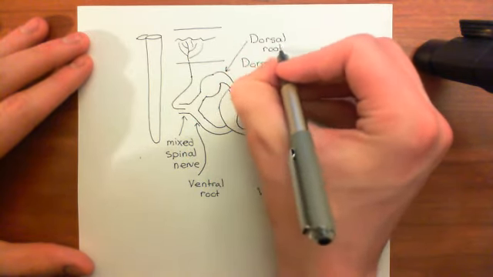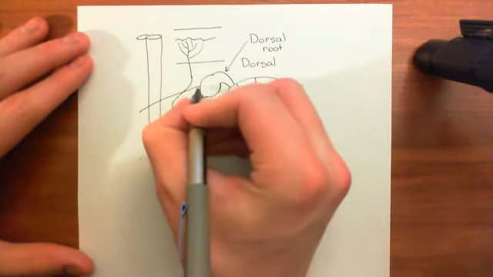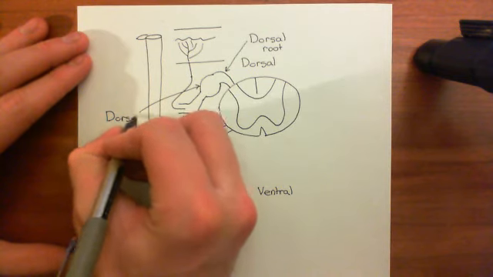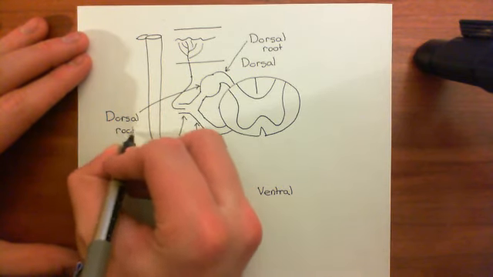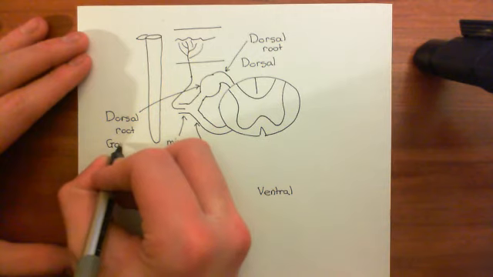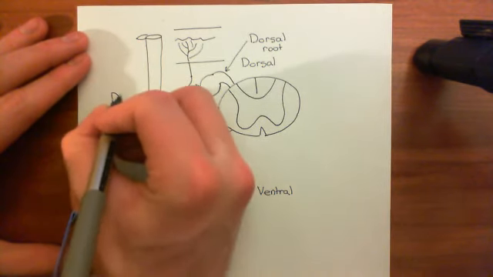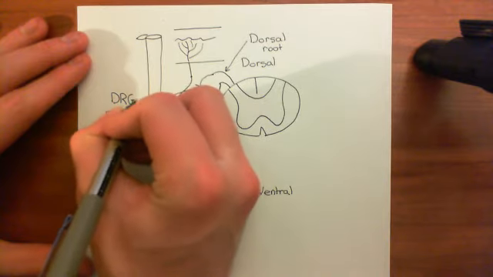Okay, and then the swelling of the dorsal root that is here, this is what's known as the dorsal root ganglion. For short, the dorsal root ganglion is often abbreviated to the DRG. Okay, so the dorsal root ganglion, or the DRG for short.